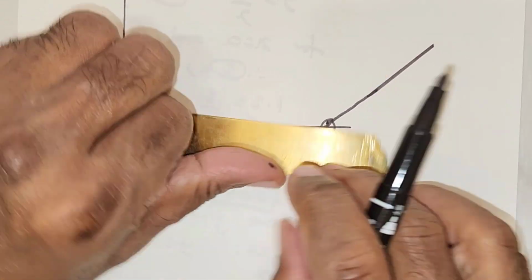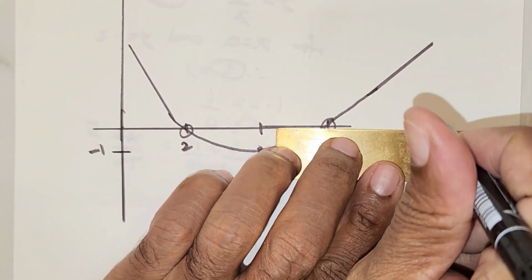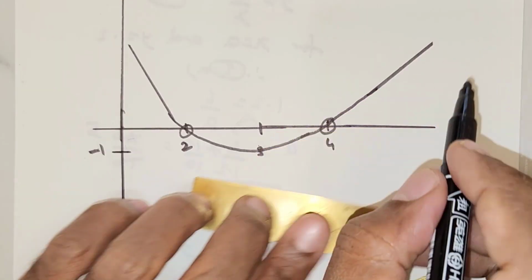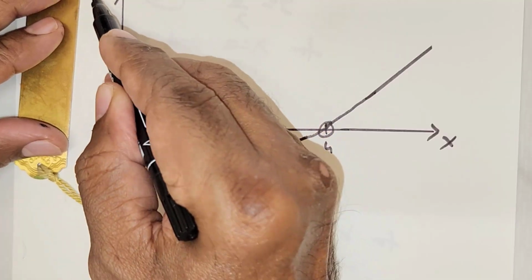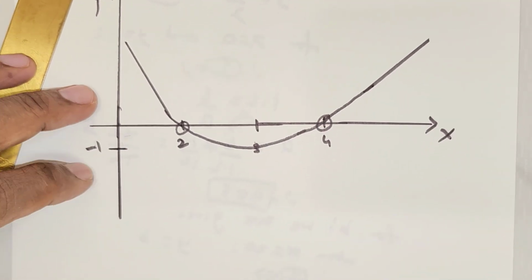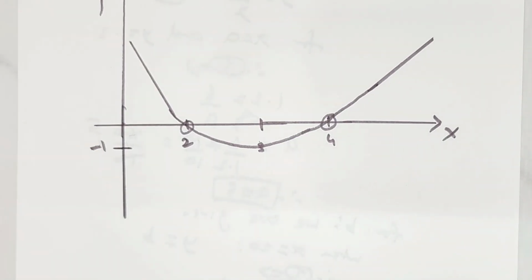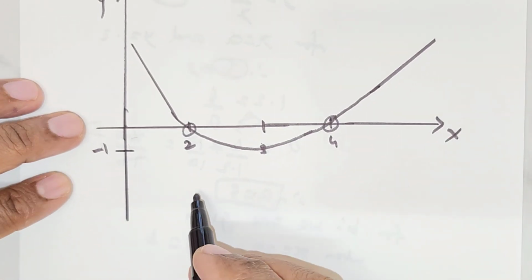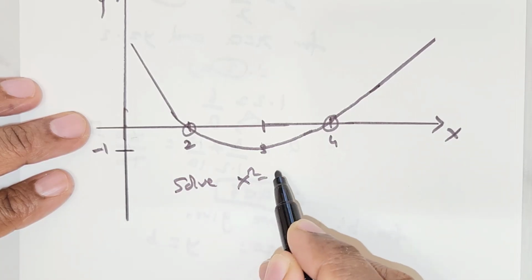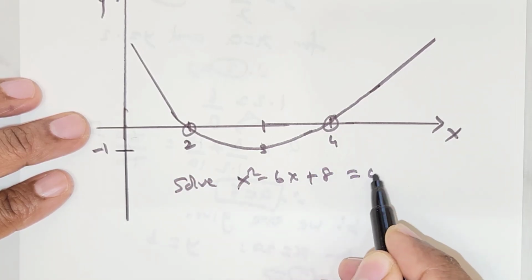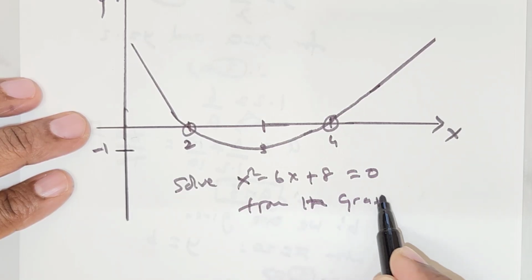Okay, so I want to stretch this. So this is going to be my x-axis and this is going to be my y-axis. So this is the shape of the graph. Okay, fair enough. So now they are asking us to solve x squared negative 6x positive 8 from the graph. So how do you do that?